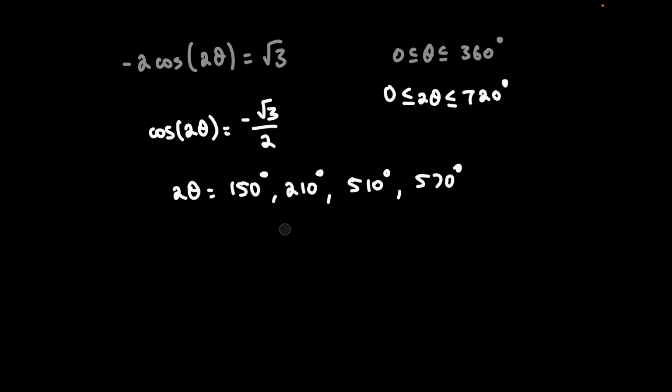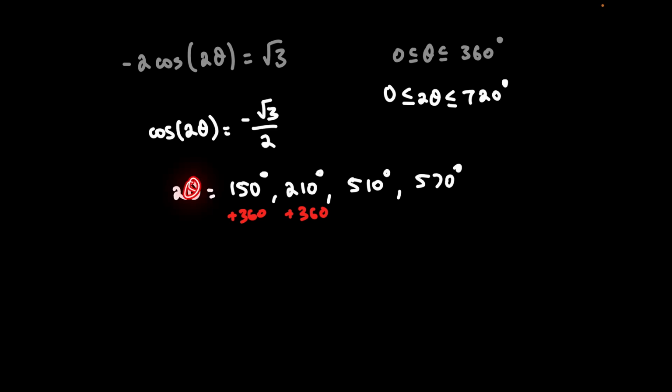So these are our 4 solutions for which all I did was add 360. So here's our 4 solutions for which 2 theta lies between 0 and 720. Is this the answer to our question? No, it's not. We still need to just solve for theta. No one cares about what 2 theta is. We want to just solve for theta.